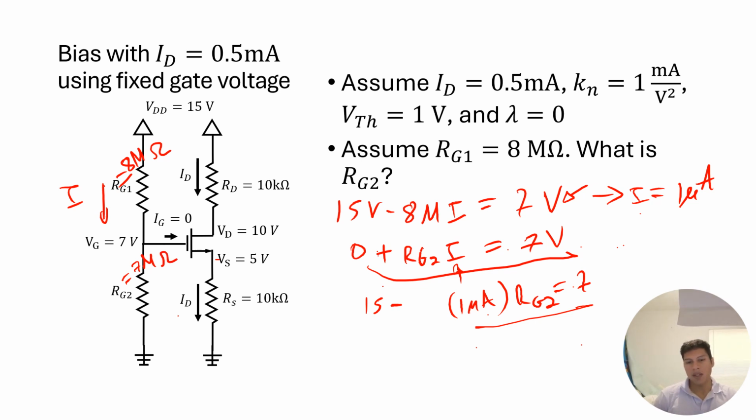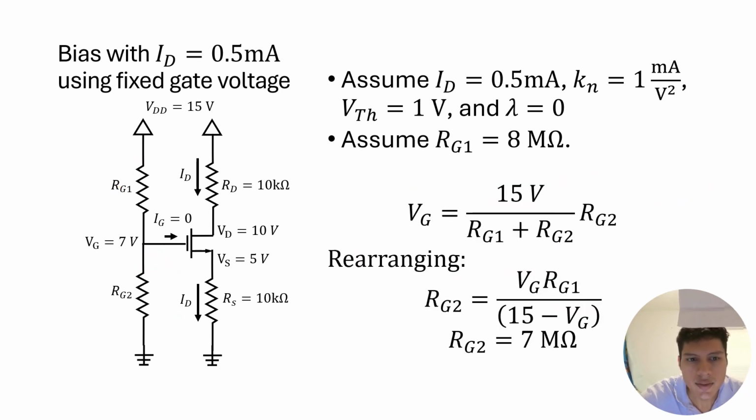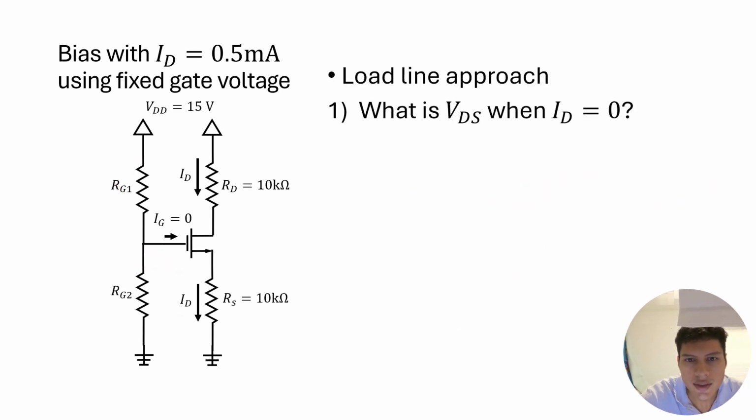So now we know what Rg2 has to be to give us our value for the gate voltage. As you can see, these circuits are very similar in terms of solving to standard KCL, KVL type circuits that you solved in circuits 1. All right, let's look at another example. So slide 8, okay.